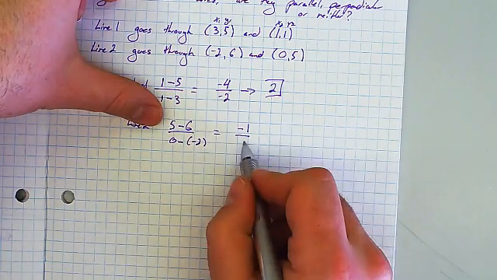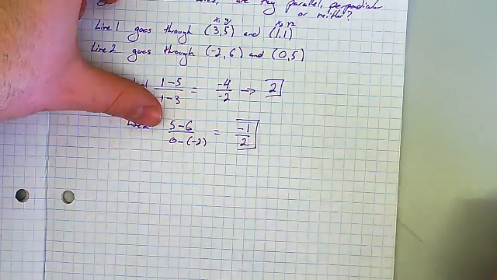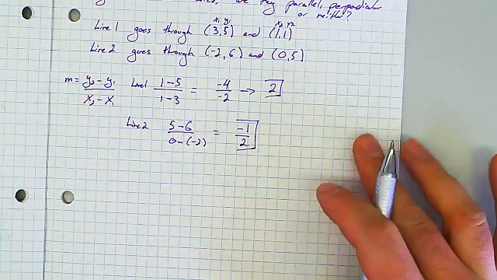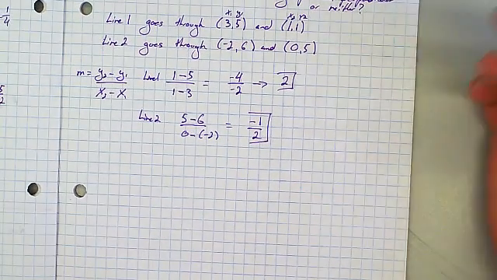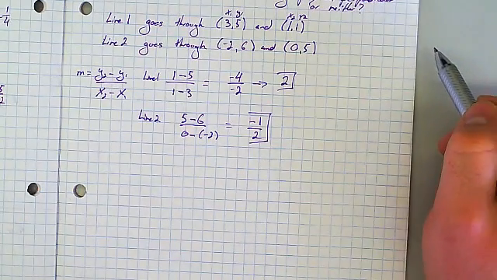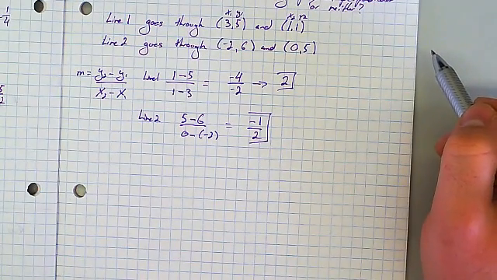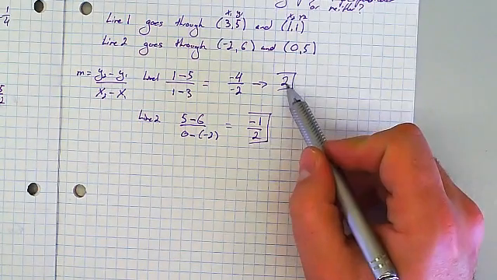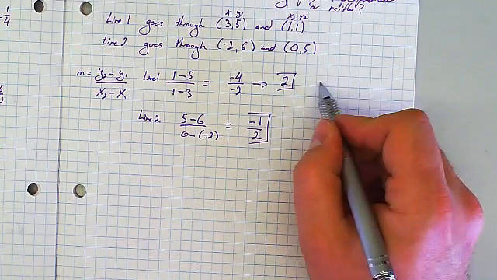So, are they parallel? Are they the exact same? No. So we know it's not parallel. Are they perpendicular? Yes. How do you know? If I flip 2, it turns into a half, and if I make it negative, it is indeed perpendicular.